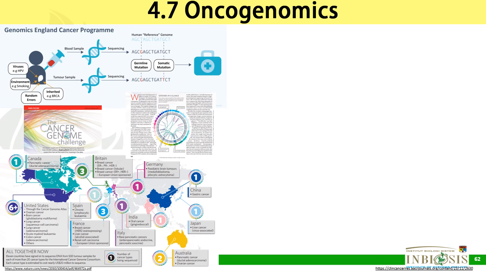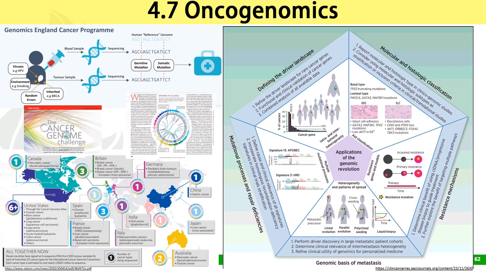So number 7 is cancer genomics. Onco stands for cancer, which has gone global with the involvement of many countries. It's a large-scale study. There are many objectives for oncogenomics, such as molecular and histological classification, defining the driver landscape, studying the resistance mechanism and understanding the genomic basis for metastasis, also mutational processes and repair deficiency.